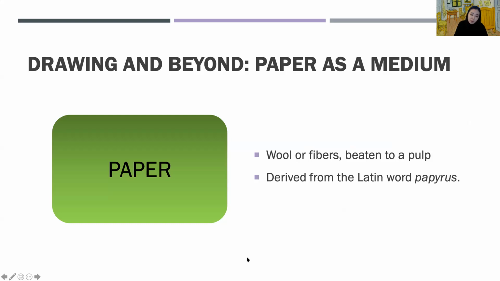Now, let's talk about paper. Paper is an essential material for drawing. We will see what paper is with a brief paper history and paper as a medium in art. Paper is wool or fibers beaten to a pulp mixed with water, then spread in a thin layer over a fine mesh surface and left to dry. Our word paper is derived from the Latin word papyrus, which the ancient Romans used to designate both a plant that grew along the banks of the Nile River and the writing material that the ancient Egyptians made from it.